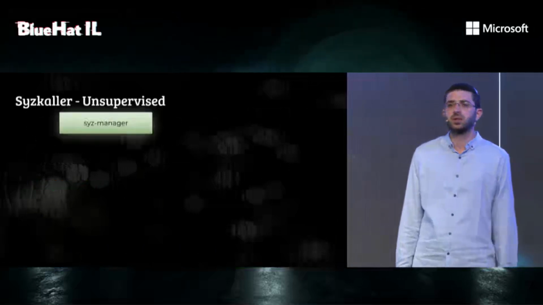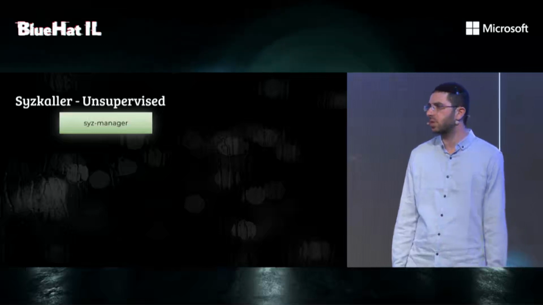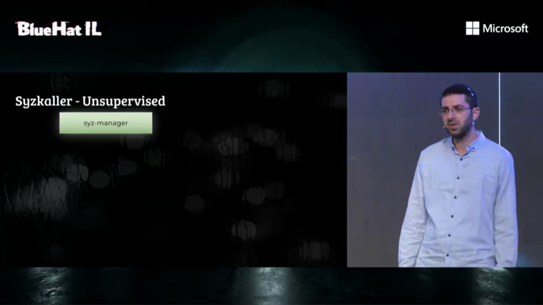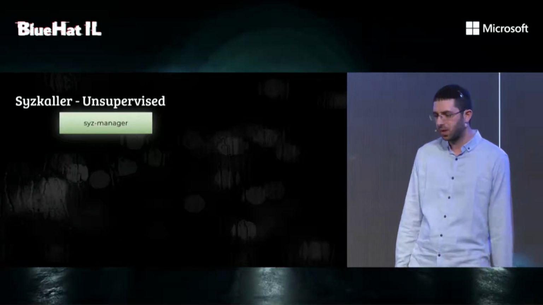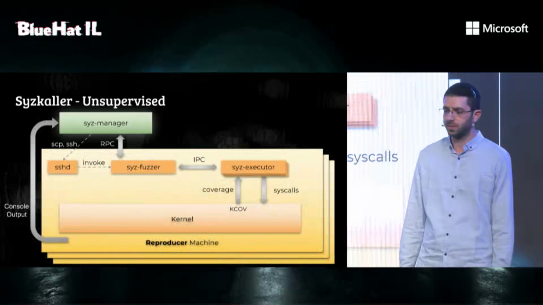Syscaller aims to be unsupervised, meaning it will try to automate the entire fuzzing process. In an ideal world, fuzzers are just plug and play. But like Charlie Miller used to say, working with fuzzers is like babysitting an army of monkeys. In the case of crashes, sysmanager will spawn multiple reproducer machines.